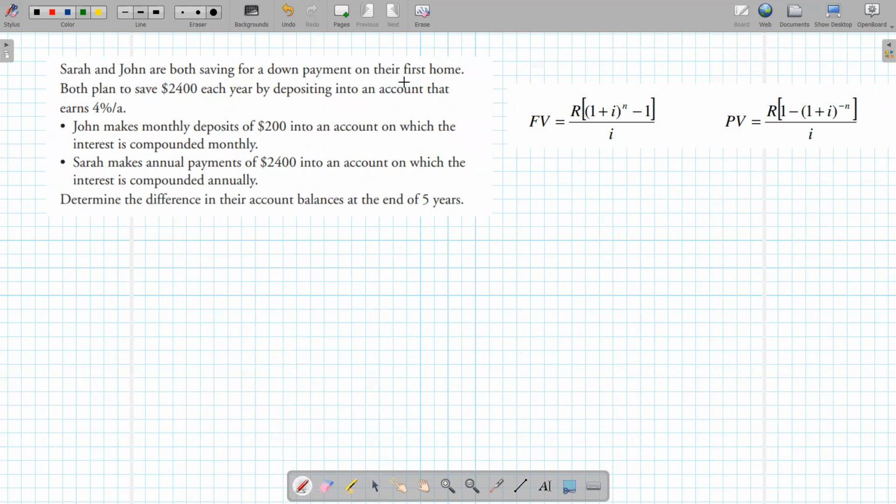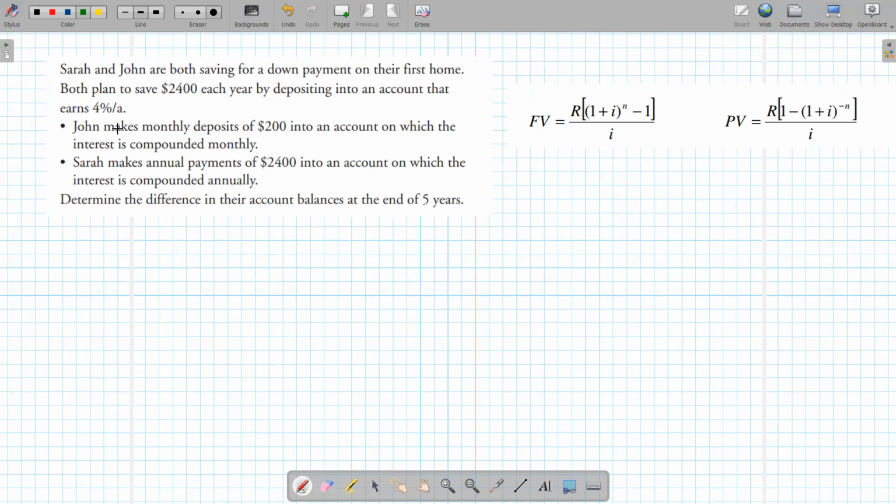Anyways, both plan to save $2,400 each year by depositing it into an account that pays 4% per annum. So they want to save $2,400 per year. John makes monthly deposits of $200 into an account in which the interest is compounded monthly, whereas Sarah makes an annual payment of $2,400 in which the interest is compounded annually. Determine the difference in their account balances at the end of 5 years.